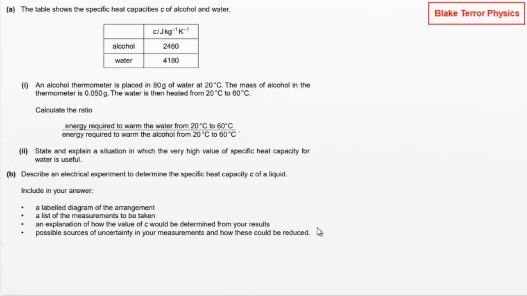Right, the table shows the specific heat capacities C of alcohol and water. An alcohol thermometer is placed in 80 grams of water at 20 degrees C. The mass of alcohol in the thermometer is 0.05 grams. Water is then heated from 20 degrees to 60 degrees. Calculate the ratio of the energy required to warm the water and the energy required to warm the alcohol.